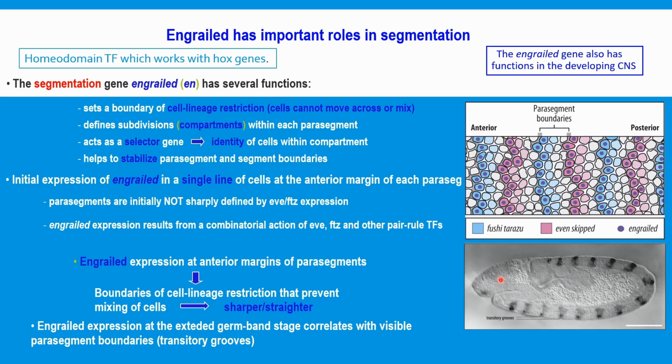And if we look at engrailed expression in situ in the developing embryo, shown here, we can see that its expression correlates well with visible parasegment boundaries, which are these transitory grooves, small indents that will not be maintained later in development. But this is showing that engrailed marks them on the anterior side.